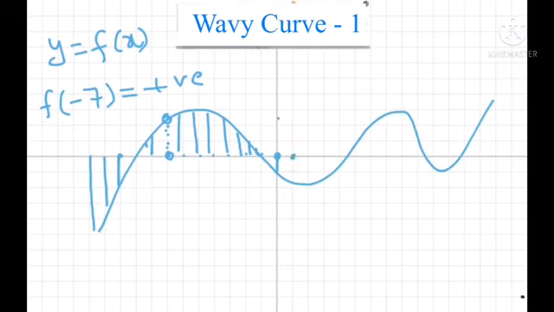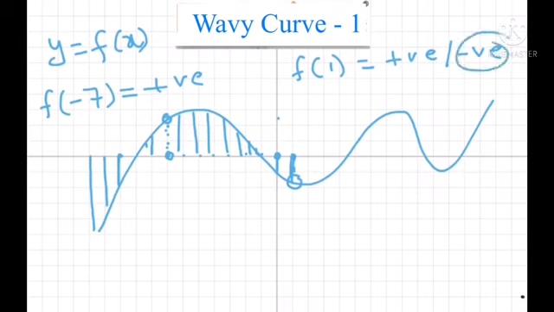At x equal to 1, y is f(1). Now tell me f(1), is it positive or negative? It is in the fourth quadrant. x is positive, y is negative. So you take any point in this region, any value of x, y is always negative. Again, if you take any value of x in this region, y is always positive. You take any value of x in this region, again it is negative. And any value in this region, it is again positive.